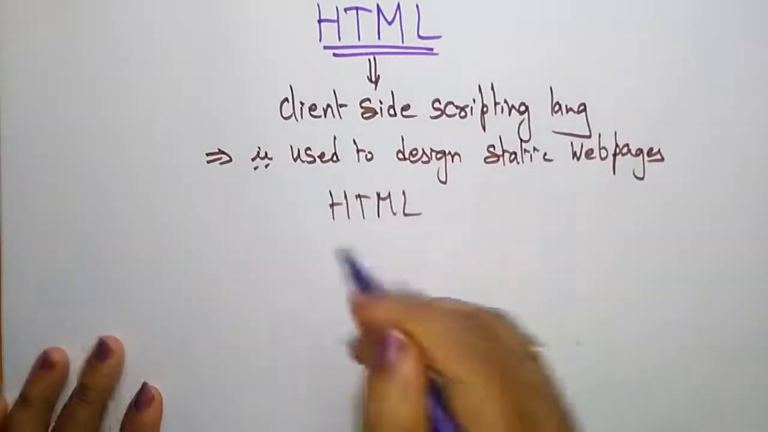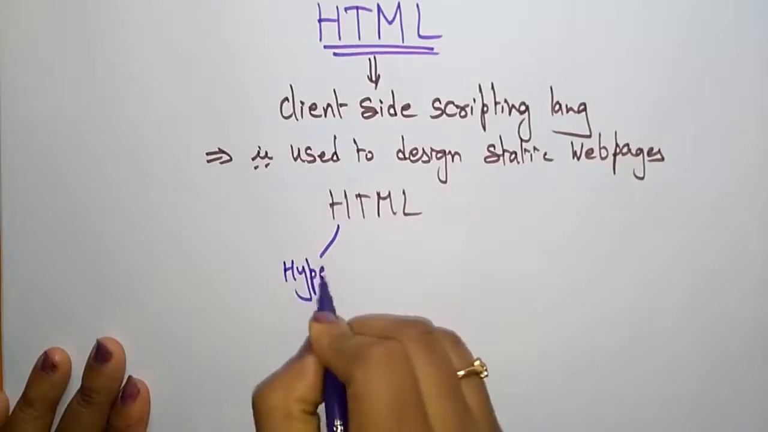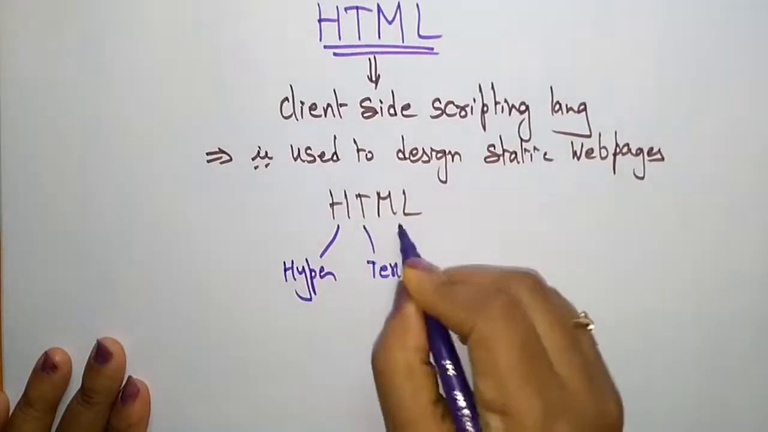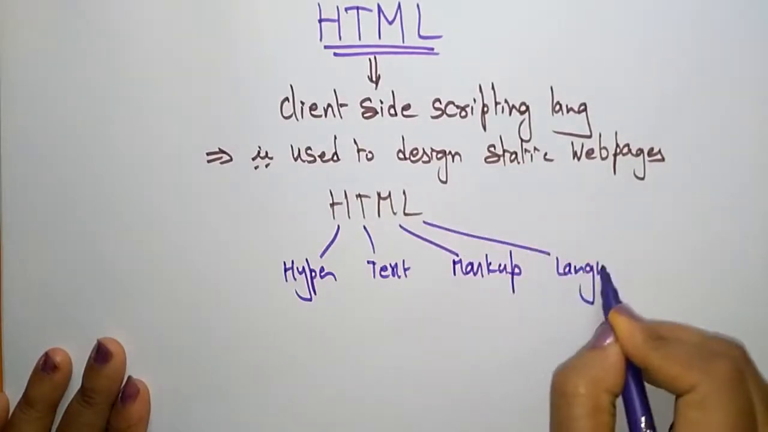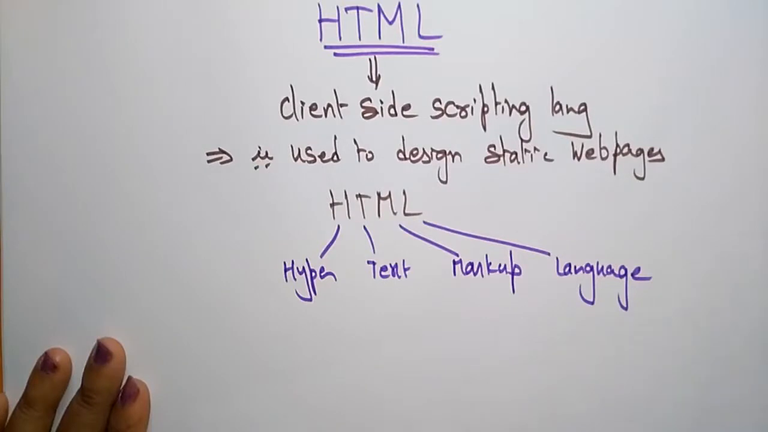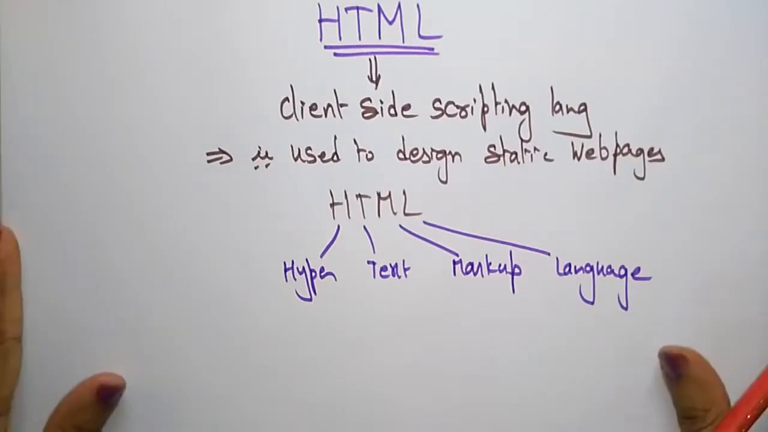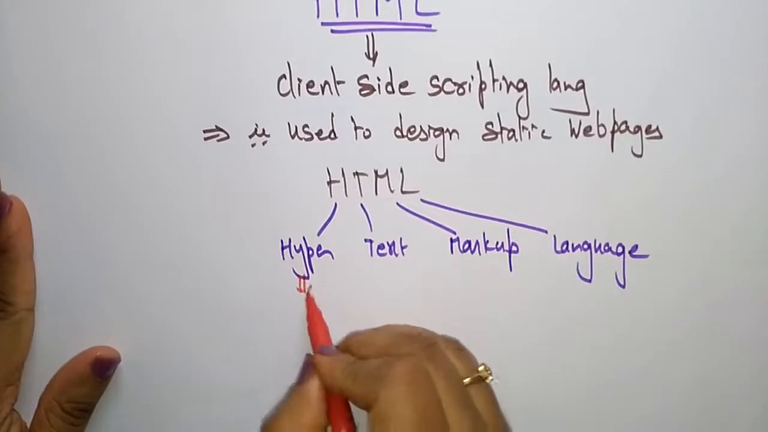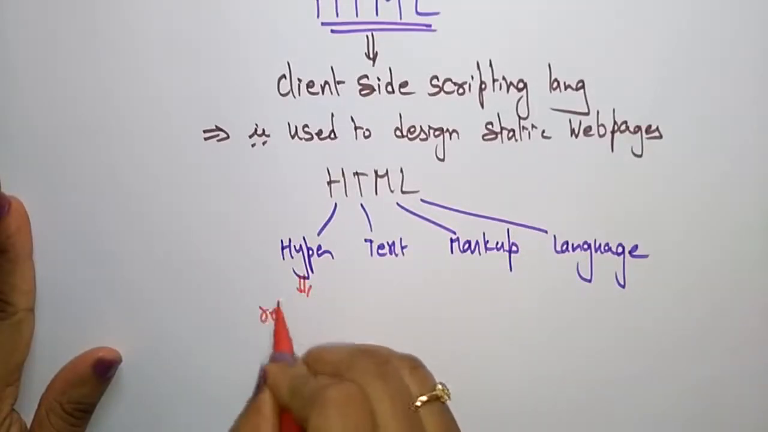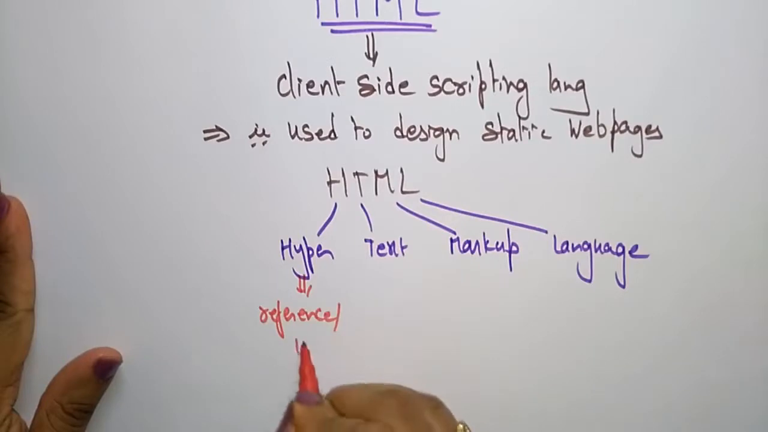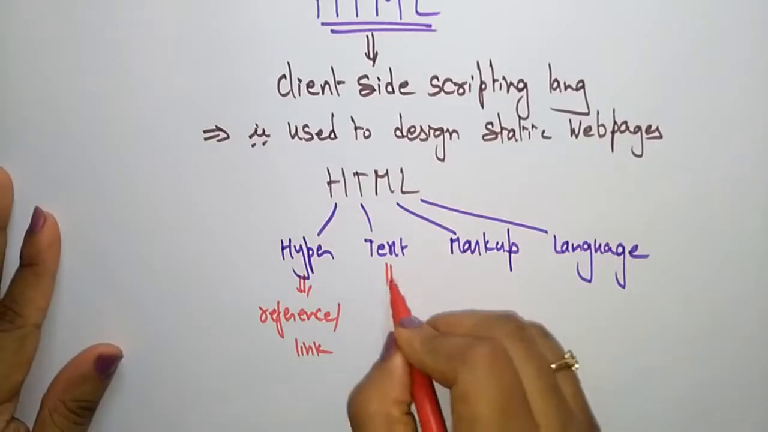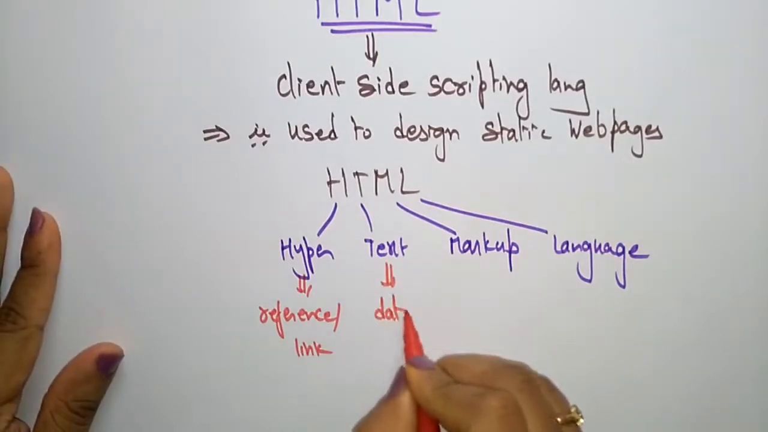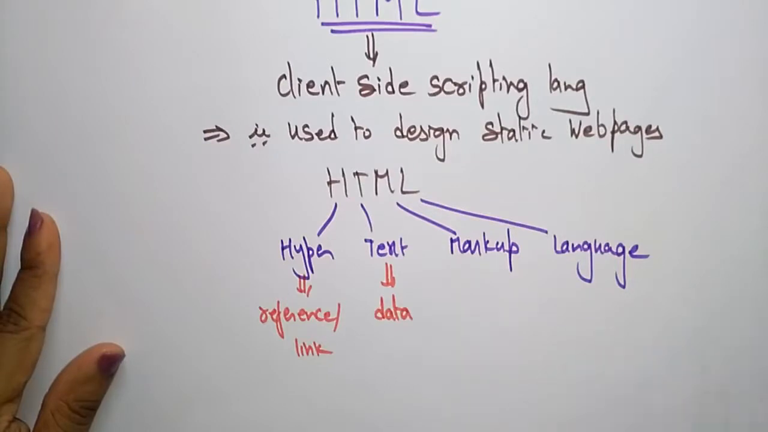So what exactly is HTML? HTML means hypertext markup language. H means hyper, T means text, M means markup, L is language. Hyper is nothing but a link, a reference to where you have to navigate. So that is a hyperlink. Text is nothing but the data or information. Whatever data you want to be displayed will be explained in the form of text.